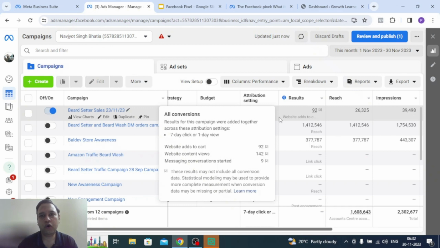So I hope you found this video useful and now you are able to understand what a Meta pixel is, and why it is very important to set it up correctly before starting your ad campaigns.